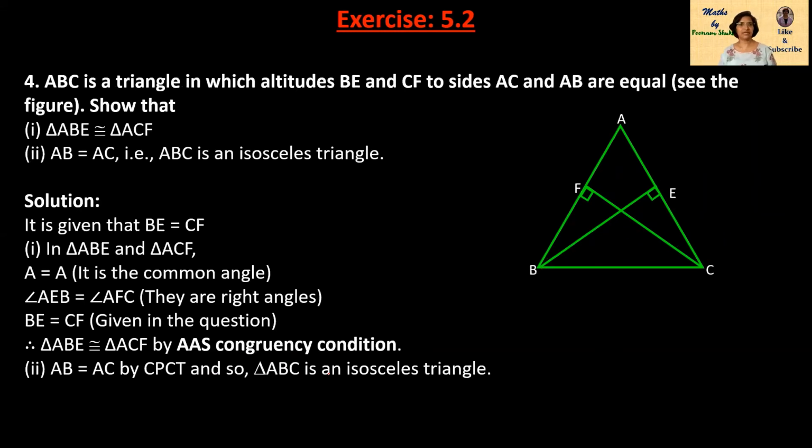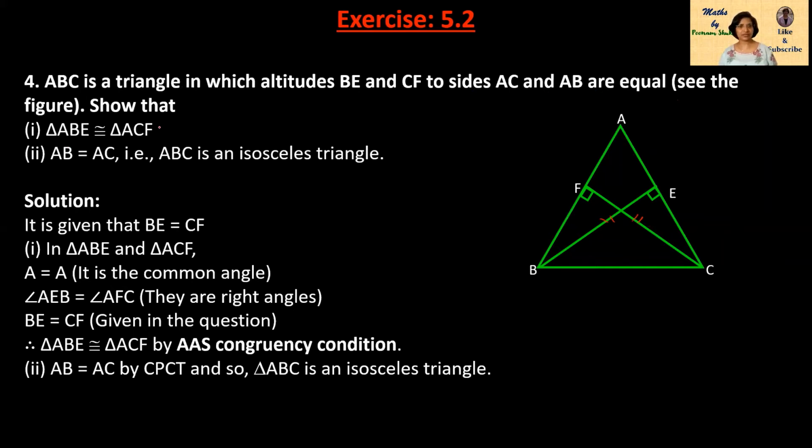Next question is, ABC is a triangle in which altitudes BE and CF, two sides AC and AB are equal. So here what is given? It is given that BE equals CF. In triangle ABE, what to prove? Here we can see they are equal.